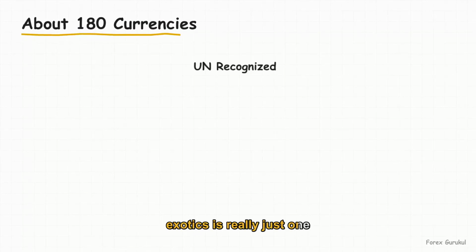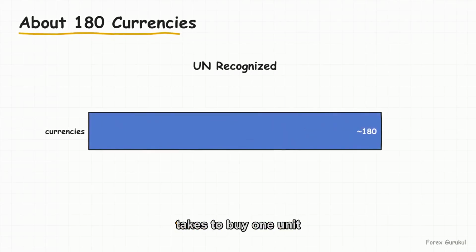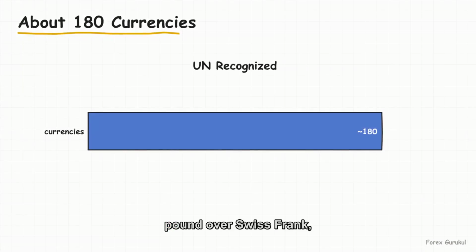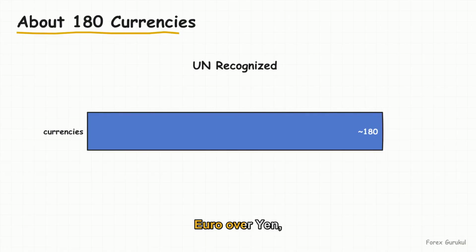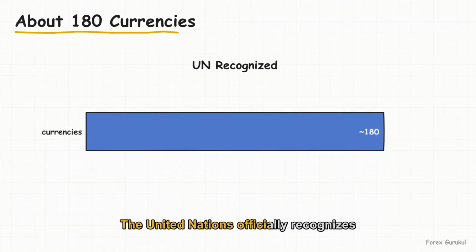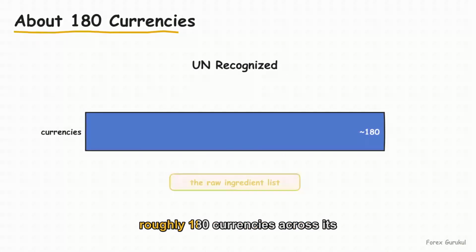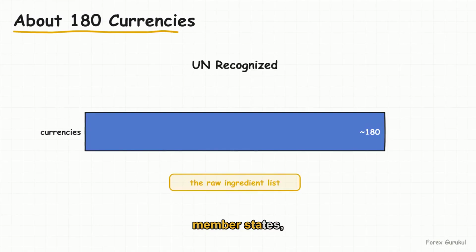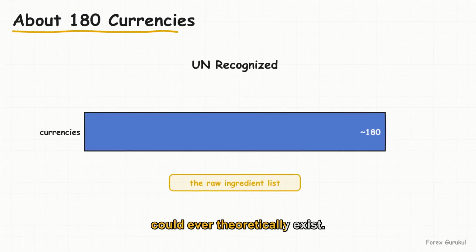Step back for a second. Every pair we have discussed, majors, minors, exotics, is really just one currency written over another, base currency on top, quote currency on the bottom, the number telling you how much of the quote it takes to buy 1 unit of the base. Pound over Swiss franc, euro over yen, same format every single time. The United Nations officially recognizes roughly 180 currencies across its member states. That is the raw ingredient list for every pair that could ever theoretically exist.